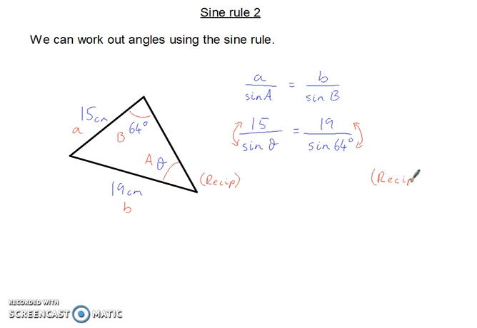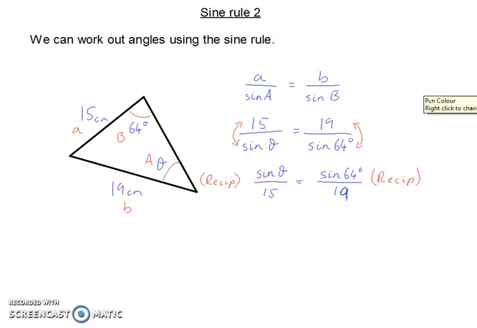Flip them upside down. So we'd get sine theta over 15 equals sine 64 degrees over 19. Now, this is a lot longer algebraically, but nothing to worry about as long as we keep our heads here.